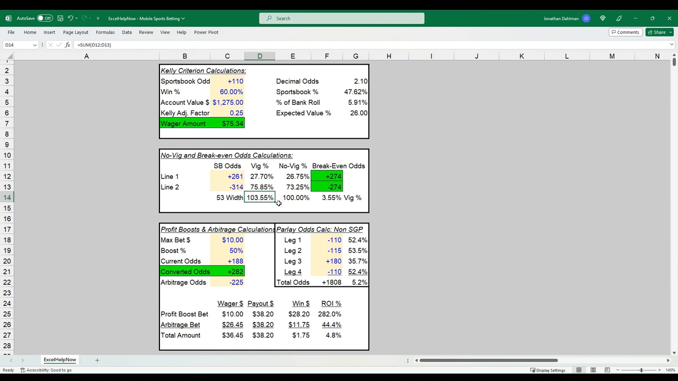And you can see, okay, vig percentages, so 103.55%. So I know I have a 3.55% vig in those lines. Let's remove that vig to get us to the 100%. So this is our break-even odds. Plus 274, minus 274. And then I have the market width in here as well.